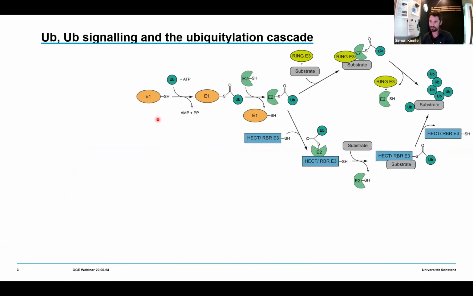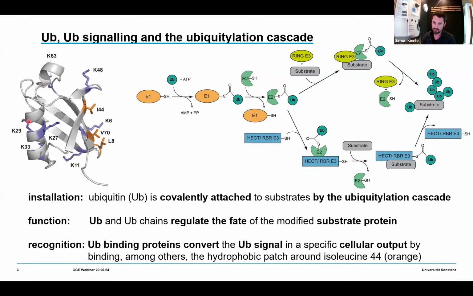So now, next to ubiquitin and ubiquitin signaling and the cascade, I think I don't need to introduce the ubiquitin cascade again because Katrin already did it quite well. Just a short reminder, ubiquitin is installed to substrate proteins via a cascade consisting of 3 enzymes. And this here is ubiquitin. Ubiquitin contains 7 lysine residues, shown here in blue purple. And ubiquitin is covalently attached to the substrate proteins. And ubiquitin and ubiquitin chains attached to the substrate proteins regulate the fate of the substrate proteins.